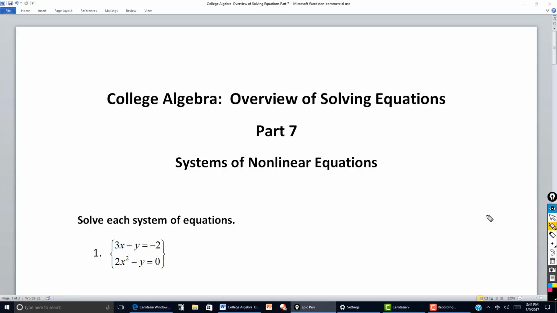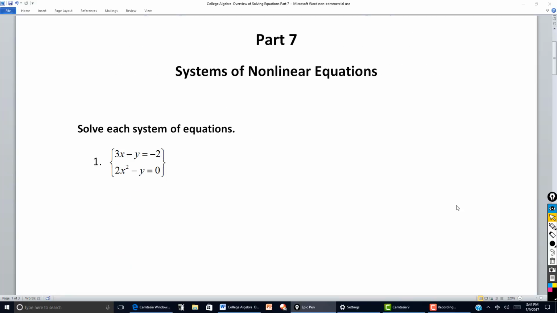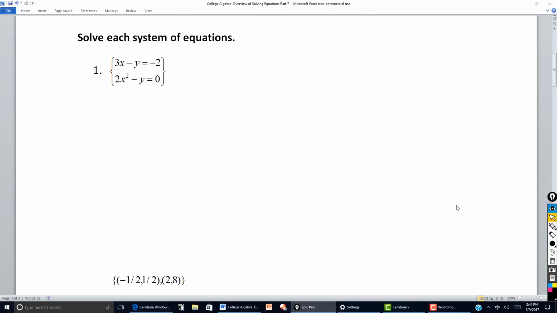Clear this. And then you can write this as a solution pair like this, okay? Depending how your instructor wants it. So negative 1/2 and 1/2 is one solution, and 2 and 8 is the other one.